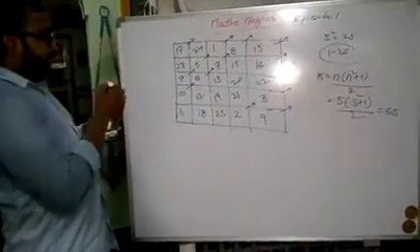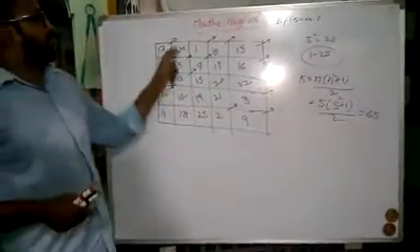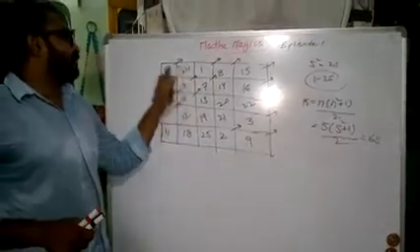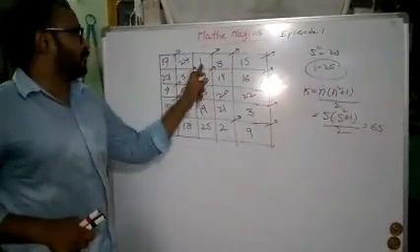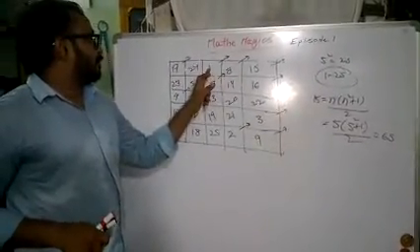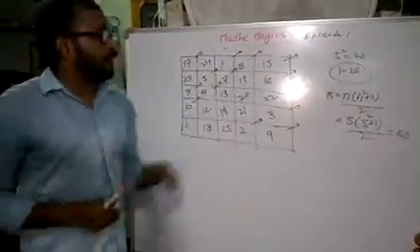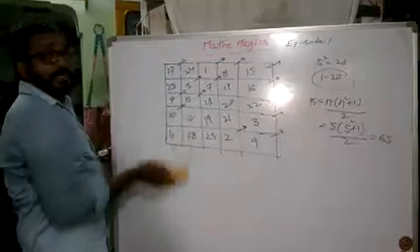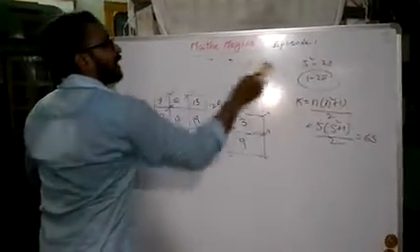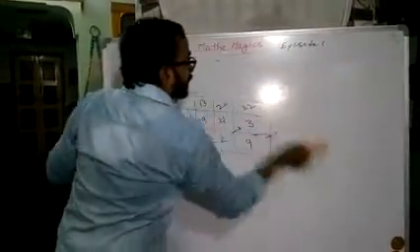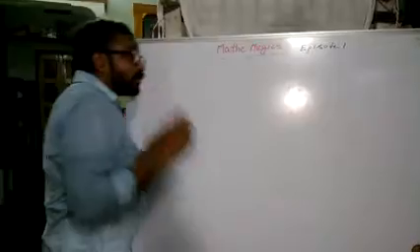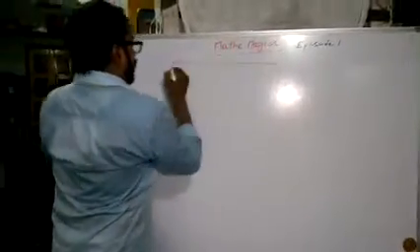Then you can check: 17 plus 24 is 41, and 42, 50 plus 15 is 65. Any row we get 65 as the magic constant. Similarly, we can also fill a 7 by 7 matrix very easily, even a 9 by 9 matrix very easily. We are able to find even the magic constant at a very fast rate.